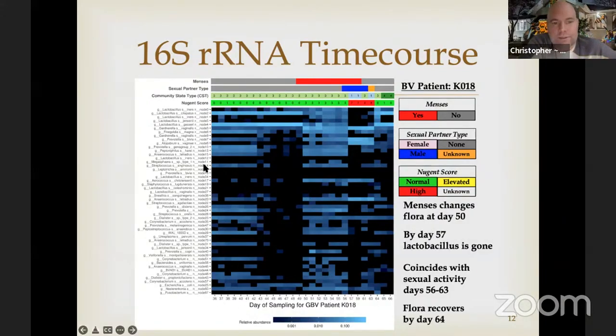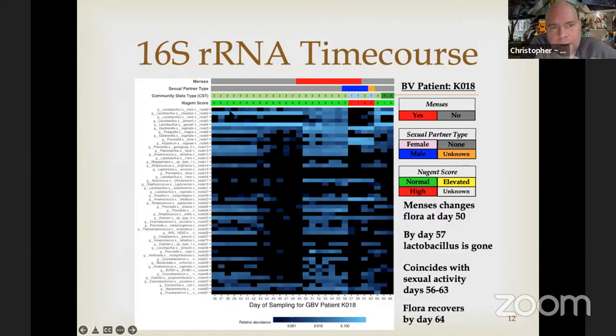And so what this heat map is showing is actually a time course, and these are days of the study. So this time course where we started sequencing was day 36 for this particular subject, and we went all the way through day 66. And on the x-axis are the different organisms that we found. And we tried to classify as far down as we could. We could get to species level in many cases, but also lots of times we're only left at, say, the genus level.